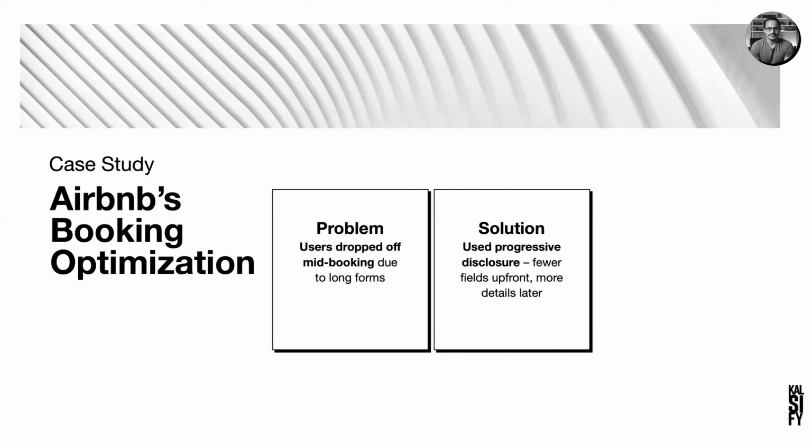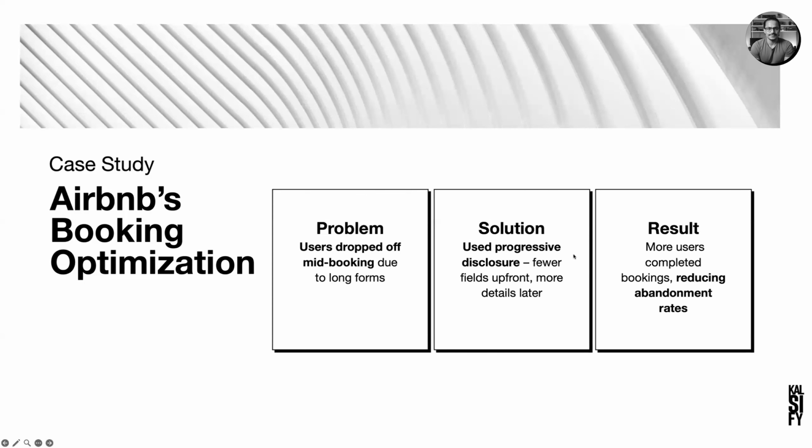They used progressive disclosure, meaning users were presented with only the most essential information at the beginning, with additional details requested only when necessary. These changes made the booking process feel less overwhelming, leading to more users completing their reservations. Airbnb's focus on a friction free user journey helped create a smoother and more intuitive experience for travelers.